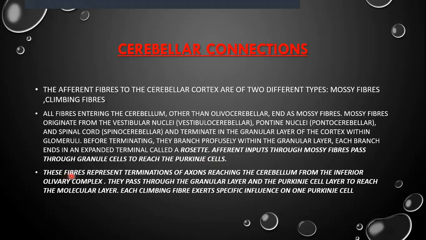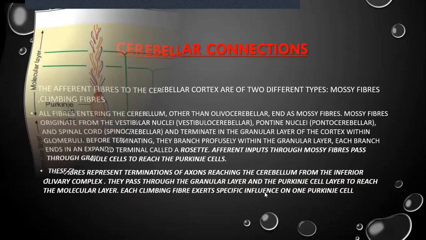These are the climbing fibers. Climbing fibers represent termination of axons reaching the cerebellum from the inferior olivary complex, or the olivocerebellar tract. They usually pass through the granular layer and Purkinje cell layer to reach the molecular layer, where they will synapse with the dendrites of the Purkinje cells. Each climbing fiber exerts a specific influence on one Purkinje cell.